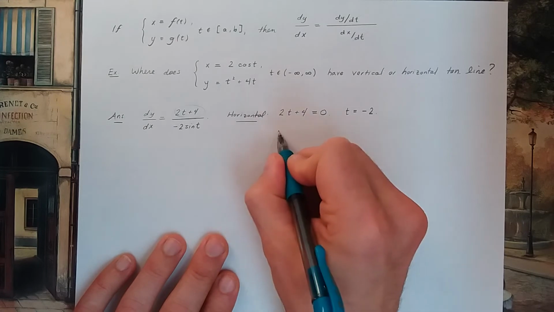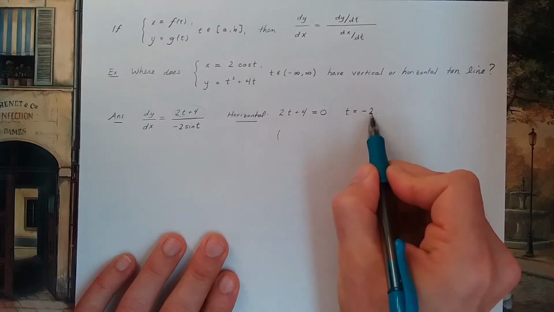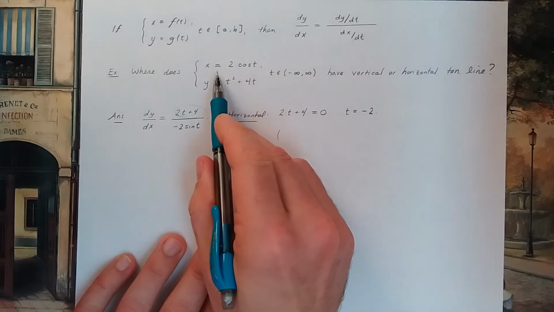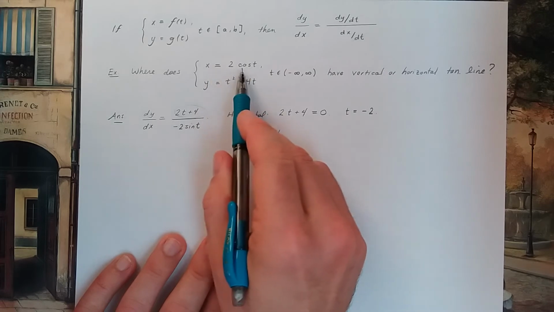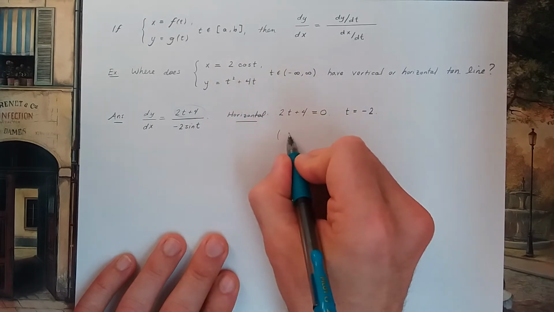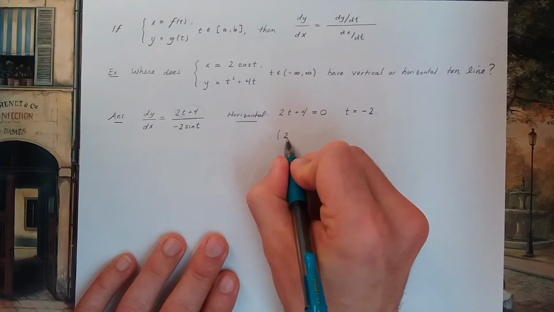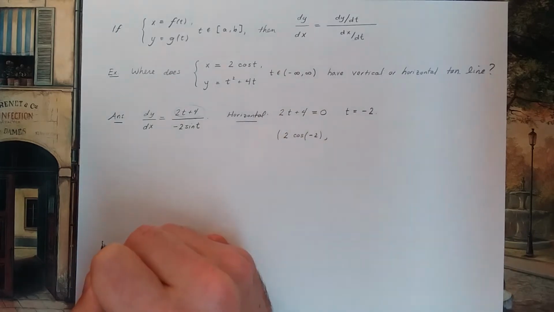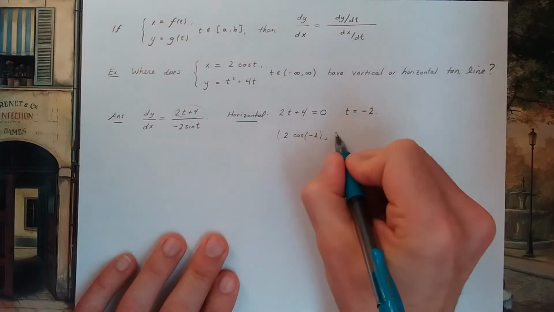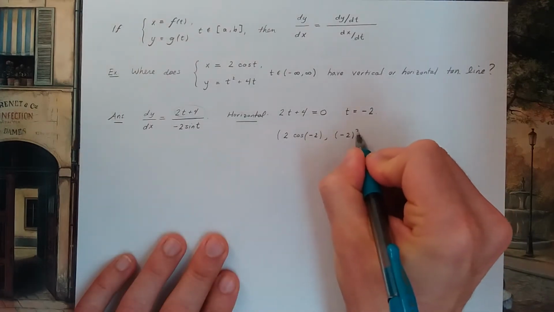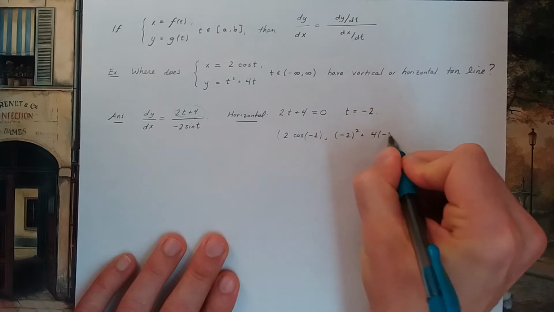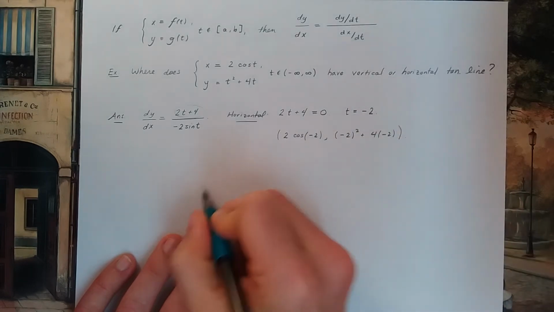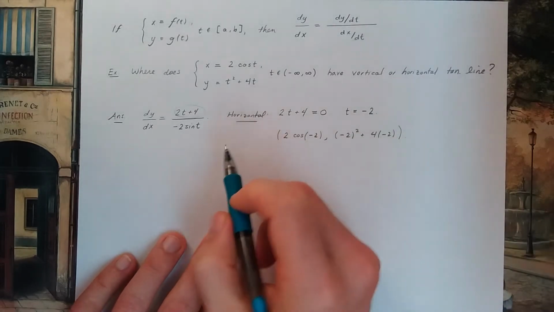The xy coordinate I could find by plugging in negative 2 for t. So the actual xy coordinate would be 2 cosine of negative 2 radians, whatever number that is, and negative 2 squared plus 4 times negative 2. So there's the xy coordinate where I have horizontal tangent lines.